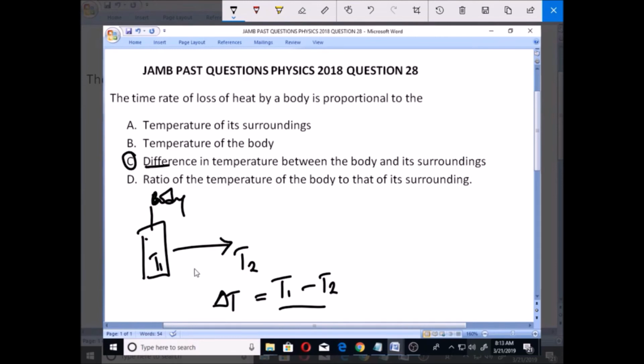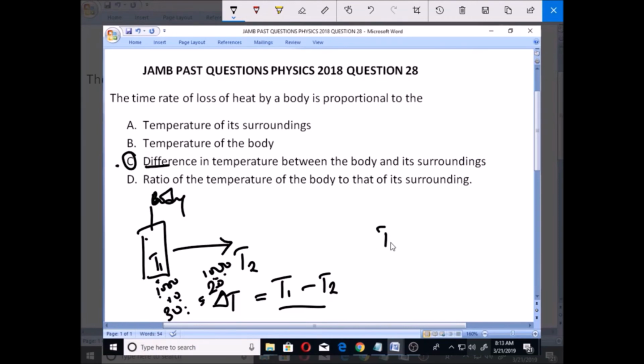It is not just the temperature of the body. If the temperature of the body is 1000 and the temperature of the surrounding is 1000, there will be no loss of heat because there is no temperature gradient. Movement only occurs when there is a temperature gradient. If the temperature here is 10 and this one is 20, there will be movement. If it is 30 here and this one is 5, there will be movement. So there has to be a difference in temperature, and that is what C is all about.